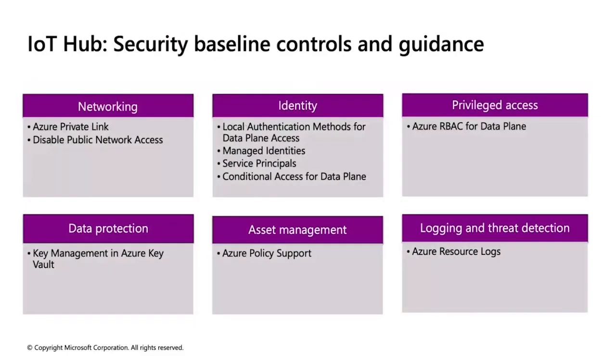Now, what do we see next? In IoT Hub, security baseline controls and guidance, we have different kinds of guidance in different sections. In IoT device, IoT Hub, and IoT application-based design, in networking, we can plan for Azure Private Link, and we can disable public network access. Wherever possible, disable public network access, because public network access is a vulnerability that makes it easy to manipulate devices and communication messages.